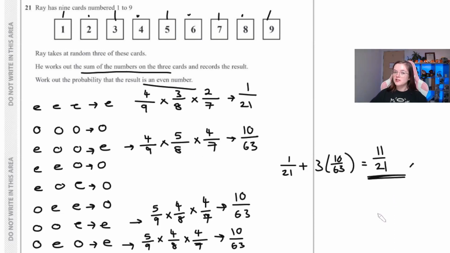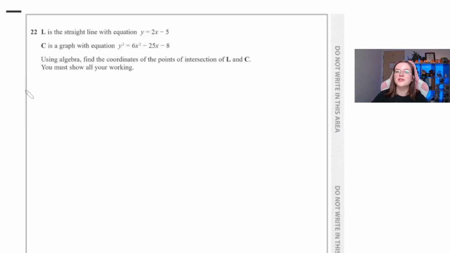On we go then to the last question of the paper. Question 22. L is the straight line with equation y equals 2x minus 5. C is a graph with equation y squared equals 6x squared minus 25x minus 8. Using algebra, find the coordinates of the points of intersection of L and C. You must show your working.